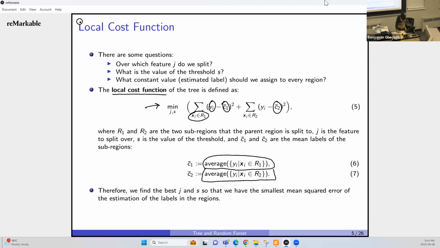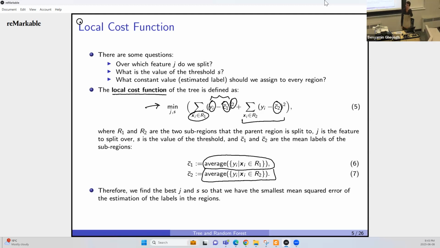This is the error between yi and the estimated label. I want this error to be minimized. I square it also, it doesn't matter, but I can square it for derivatives and these things. And then I do it for both regions. So I can have a for loop over J from 1 to D, and I also can try different S thresholds. By the way, what thresholds can I choose for S?